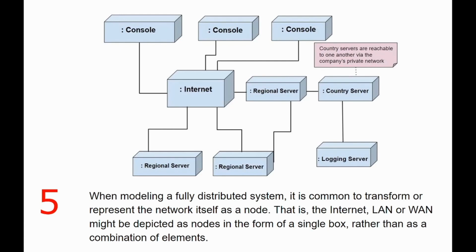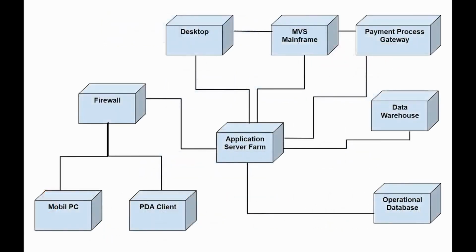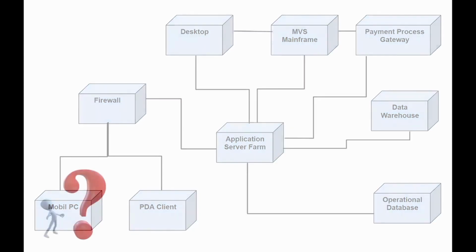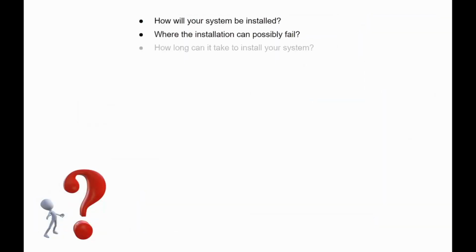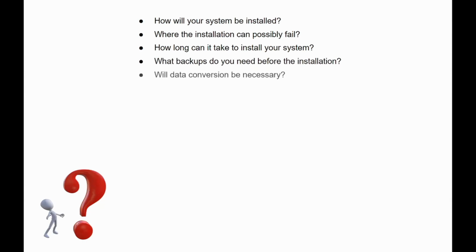When you develop a deployment plan for your company, you might discover that you don't know where to start and what to focus on. The following checklist can give you some ideas for planning your deployment. How will your system be installed? Who will install it? How long will it take? Where can the installation possibly fail? How long can it take to install your system? What backups do you need before the installation? Will data conversion be necessary? How will you know that the installation was successful?